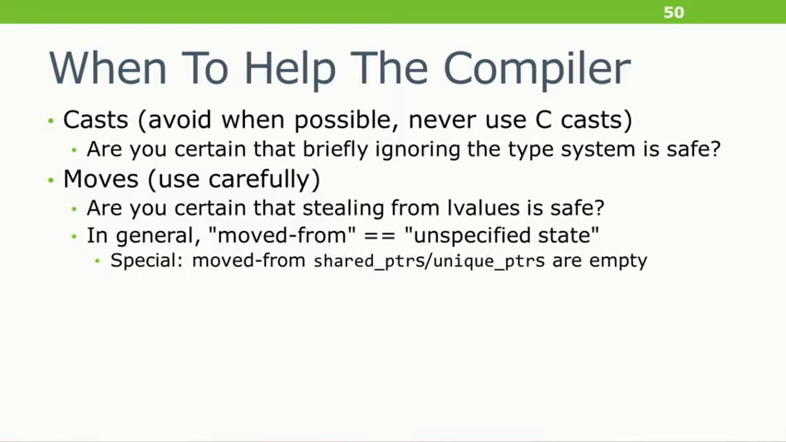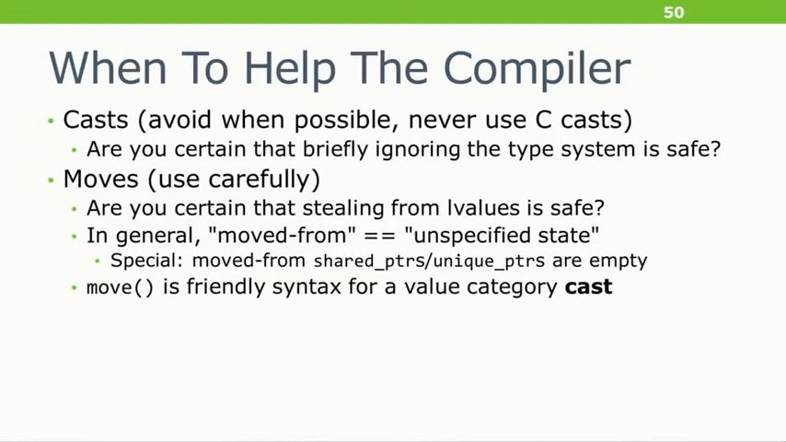In general, when you move from something, you're not only saying, I can move from this, but I'm not going to, in general, care about its state. It's going to be destroyed, it's going to be reassigned to, or for whatever reason, I'm just not going to look at it. In general, you should assume that moved-from means some unspecified but valid state. A few types guarantee something stronger. For example, shared_ptr and unique_ptr guarantee that when they're moved from, they are empty, and they're always empty. But like vector, no such guarantee. Move really is friendly syntax for a cast that modifies the value category. It's just avoiding the need to specify the type again.